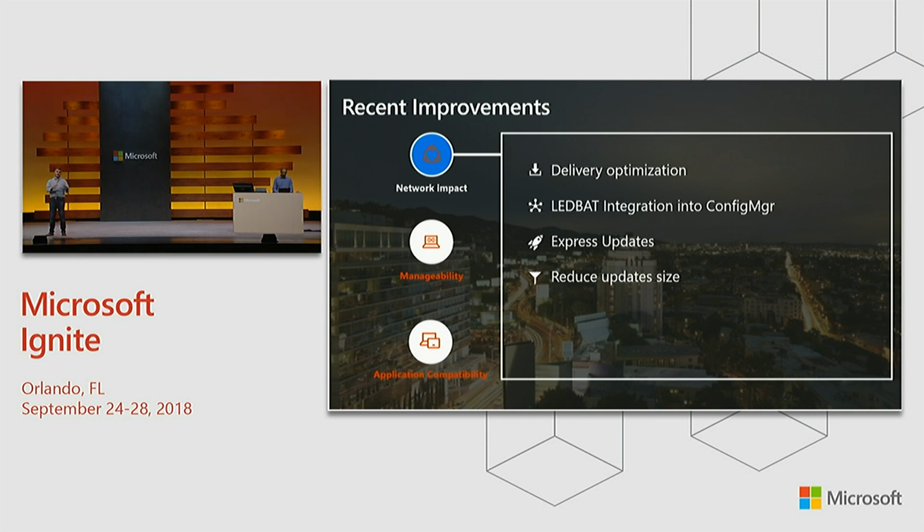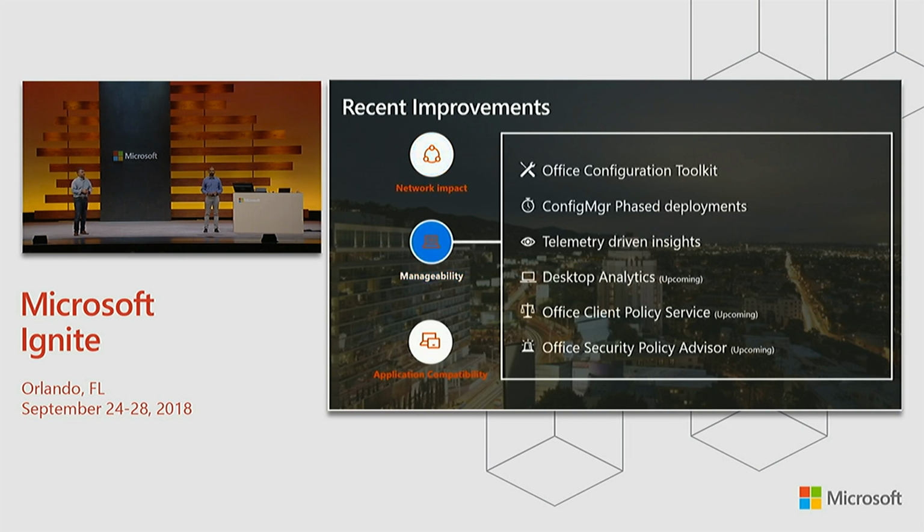We've also done some work to shrink the size of the initial payload, right? So taking it a step further, we've reduced the size of our feature updates. We're working to reduce the size of our security updates. And then we've also done work on the Office space as well to make sure that our updates are what they need to be, not any more, not any less.